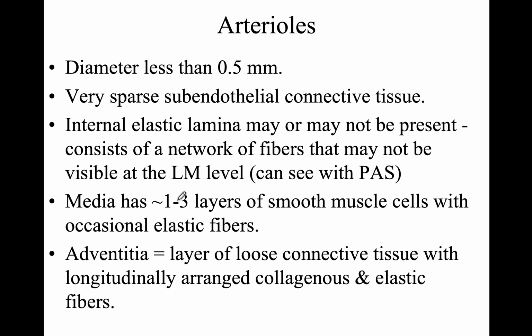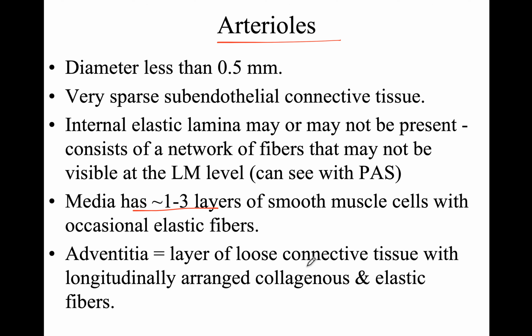After that, we have the arterioles. Usually the arterioles have a diameter less than 0.5 millimeter, with very sparse subendothelial connective tissue. Internal elastic lamina may or may not be present. The media, and this is very important, just consists of 1 to 3 layers of smooth muscle. So if we have more than 3 layers, then we are talking about an artery. But if it only contains 1 to 3 layers of smooth muscle, then it will be an arteriole.